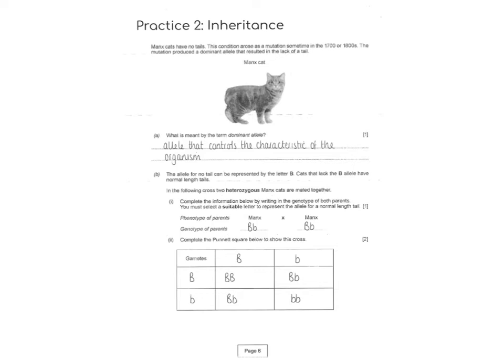In the following cross, two heterozygous, so that's important, Manx cats were mated together. Complete the following information by writing in the genotype of both parents. You must select a suitable letter to represent the allele for the normal length tail. So now we have to look at our keyword genotype. We know phenotype is a physical characteristic. Our genotype is the set of alleles the organism has. So it can be one of three things. It can either be big B big B, big B little b, or little b little b. The genotype can only ever be one of those three things.